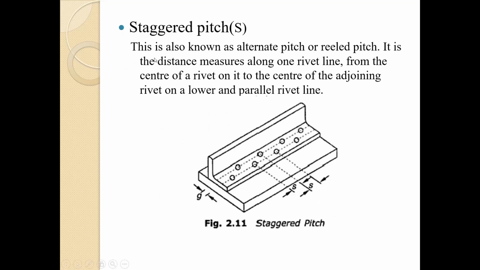Now the staggered pitch. This is also known as the alternate or real pitch. It is the distance measured along one rivet line from the center of a rivet on it to the center of the adjoining rivet on a lower or a parallel rivet line. Here you can see the staggered pitch, the distance between these two rivets, one rivet from this line and another rivet from this line. Here you can see the gauge and pitch have been mentioned. As we have discussed earlier, this is an angle section.